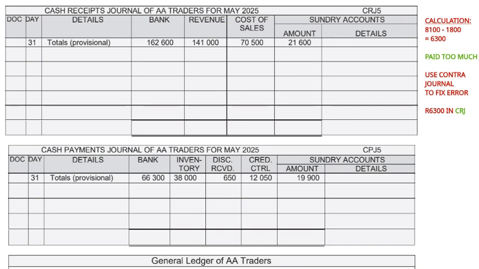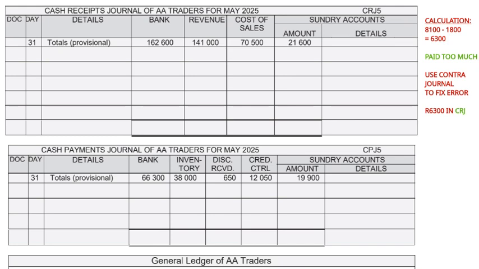The rule is I must now use the opposite journal to rectify this error. So if the entry originally went into my cash payments journal, my opposite journal is now my cash receipts journal. So now we are going to put additional information 4.1 into our cash receipts journal.